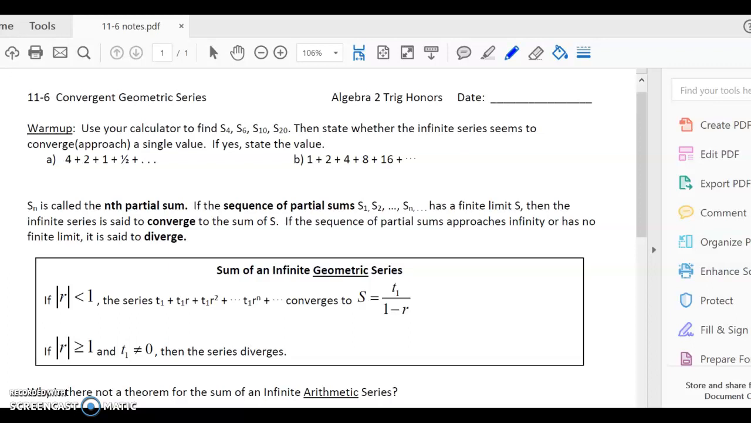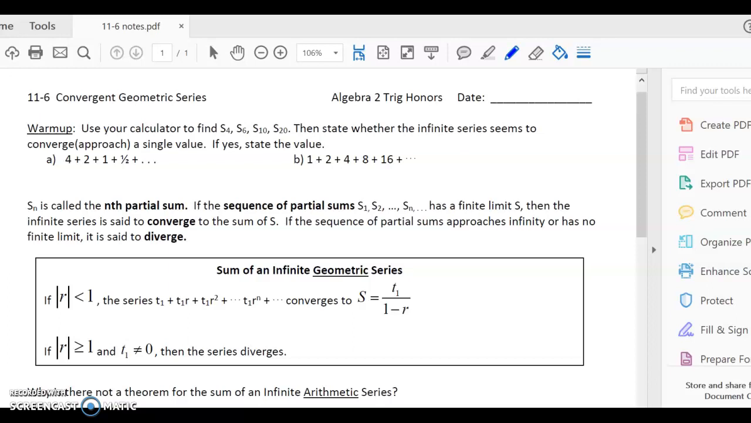Welcome to 11.6 Convergent Geometric Series. Take a look at the warm-up. It says use your calculator to find the 4th partial sum, the 6th partial sum, the 10th partial sum, and the 20th partial sum. Then state whether the infinite series seems to converge, approach a single value. If yes, state the value. So we're going to use our calculators for this.